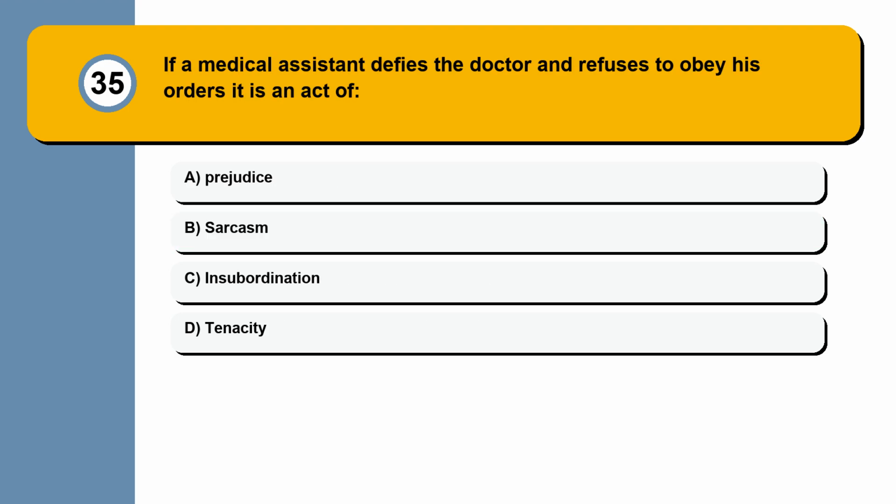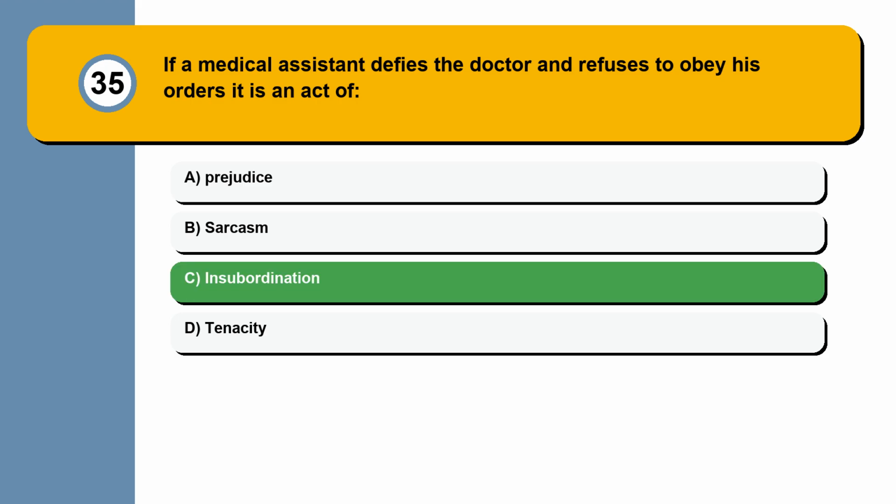Question 35. If a medical assistant defies the doctor and refuses to obey his orders, it is an act of. Here are your options. Option A, prejudice. Option B, sarcasm. Option C, insubordination. Option D, tenacity. The correct answer is option C, insubordination.